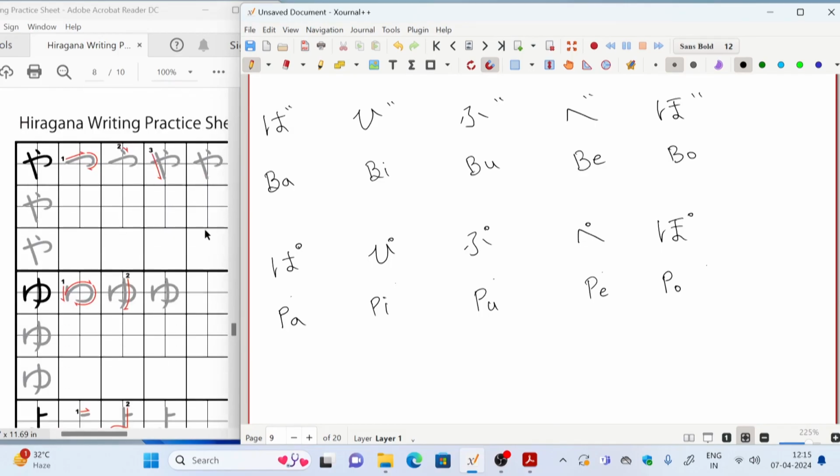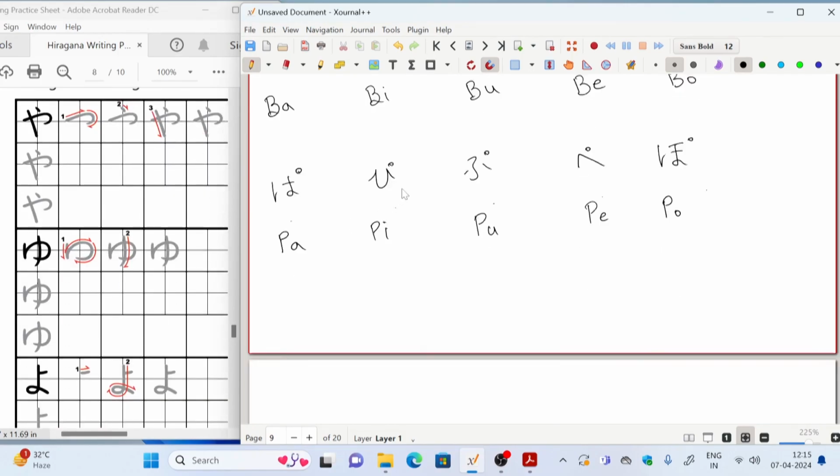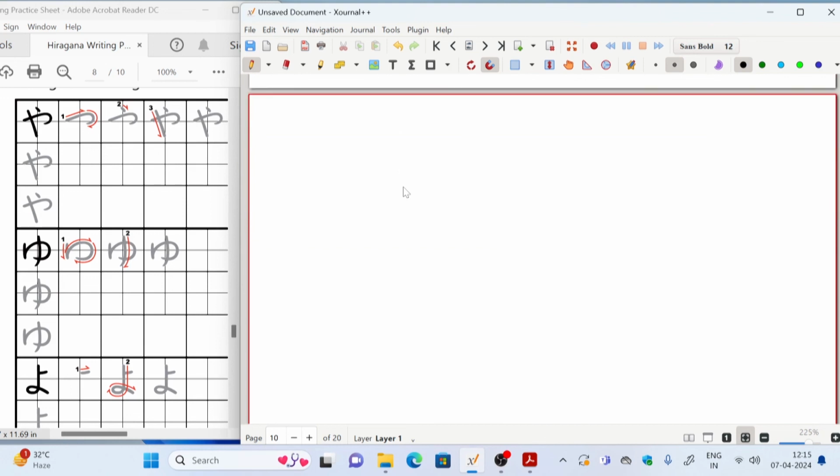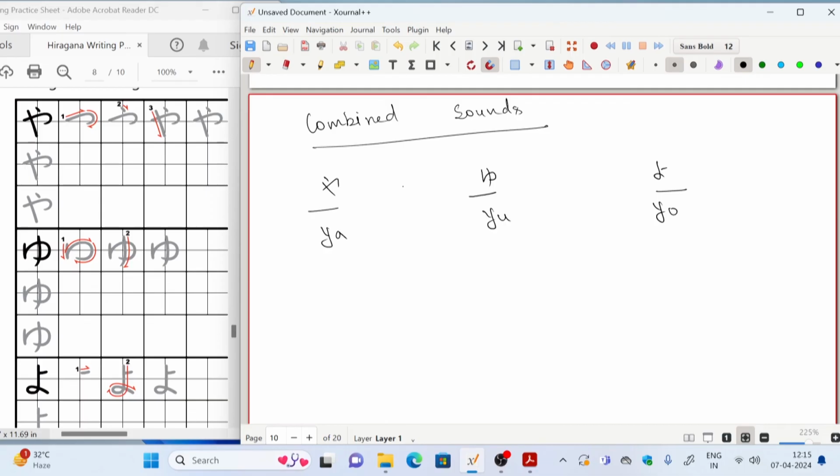These three, ya, yu, yo, are used to make combined sounds. How do we make it? By using ya, yu, and yo. These three letters are used to make combined sounds. So we'll learn that in the next class. Today we'll do it till here. We'll learn more of the Japanese language in the next class. Thank you.